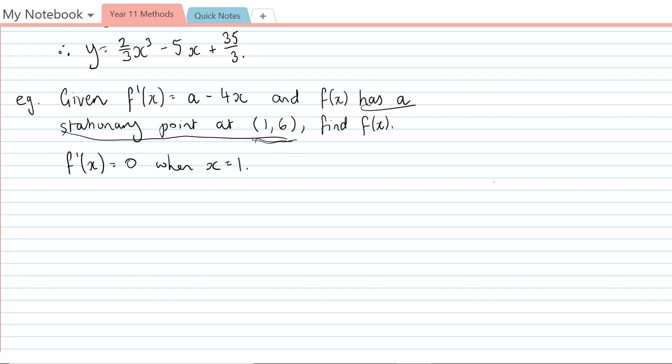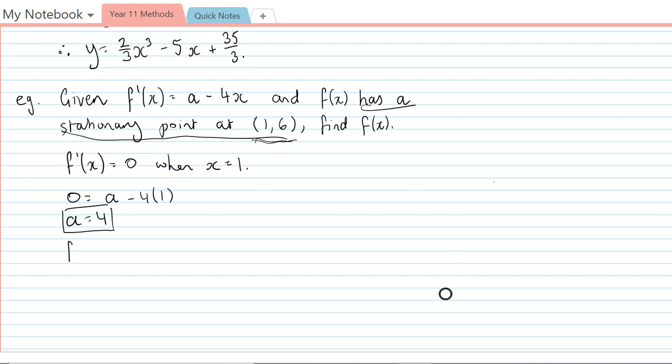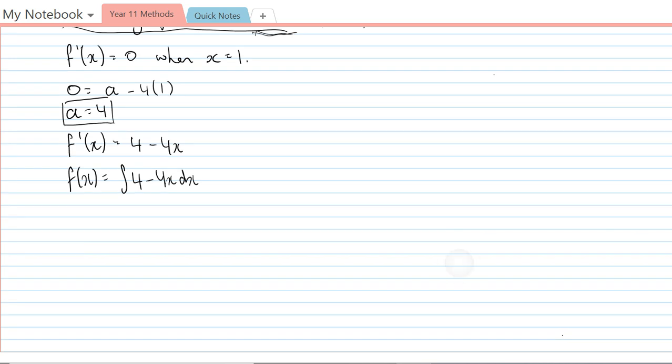And so that's all I'm going to do. I'm going to substitute in, so 0 equals a minus 4 times 1, which is just a minus 4, and I'll add 4 to both sides to get a equals 4. So now I know that f dash x is equal to 4 minus 4x. Then all I need to do is anti-differentiate this. So I can say f of x is equal to the antiderivative of 4 minus 4x dx. And anti-differentiating that, I get 4x minus 4x squared over 2 plus c. So that is 4x minus 2x squared plus c.